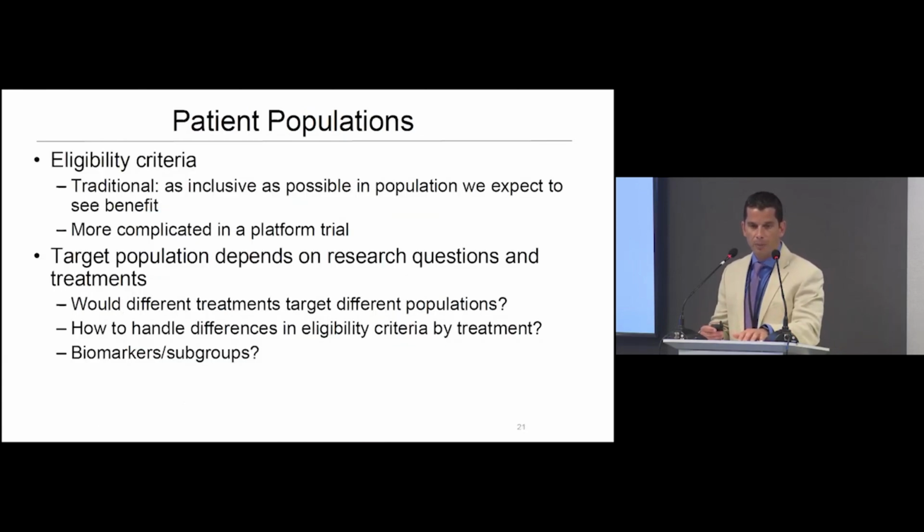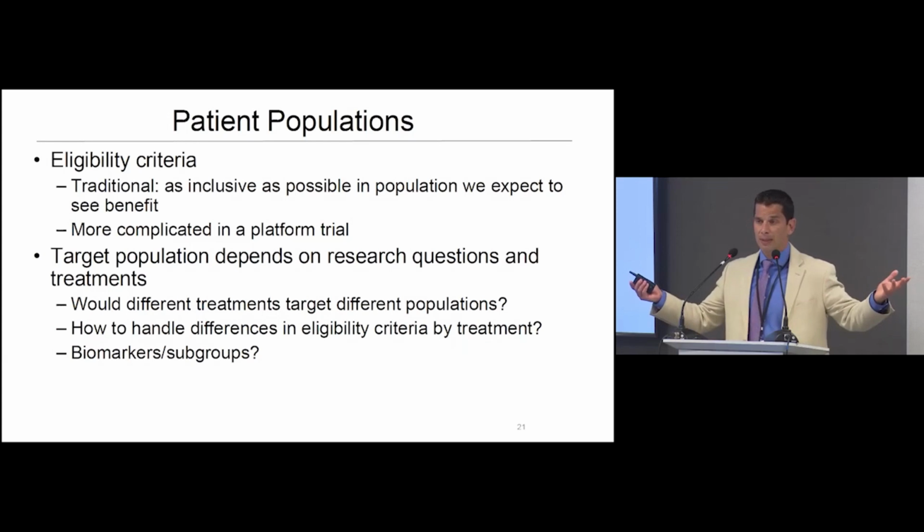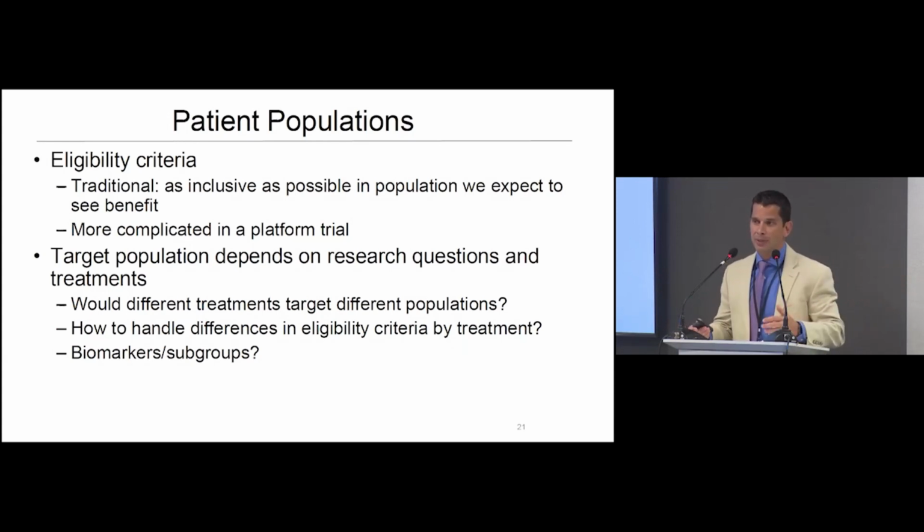We have to think about patient populations, eligibility criteria. So the traditional trial says, well, we want to be as inclusive as possible, where we expect to see benefit. It's a bit more complicated in a platform trial, because not all interventions are going to target the same populations. If you're doing something for regulatory approval, where you're looking at a phase 2/3 trial, different industry partners come in and they want to target slightly different populations, or maybe very different populations. Well, how do you do that?